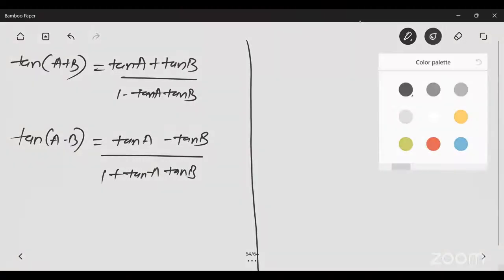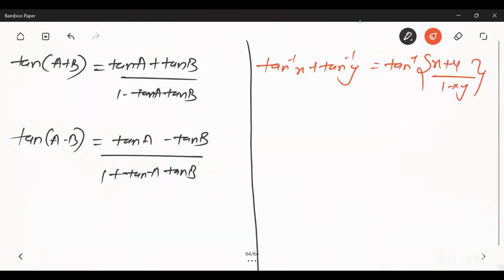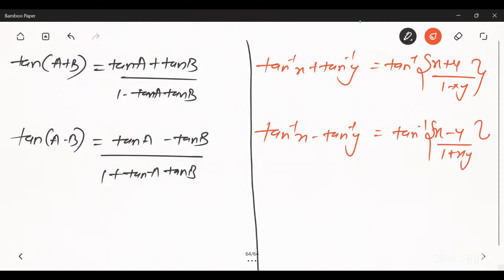Now the formula of tan inverse x plus tan inverse y is equal to tan inverse of x plus y upon 1 minus xy. Now the formula of tan inverse x minus tan inverse y will become tan inverse of x minus y upon 1 plus xy. Okay.